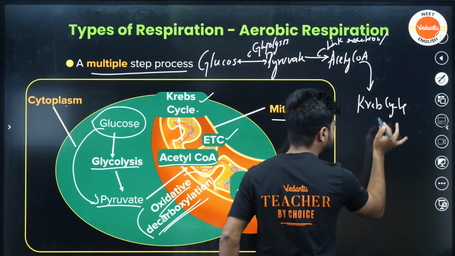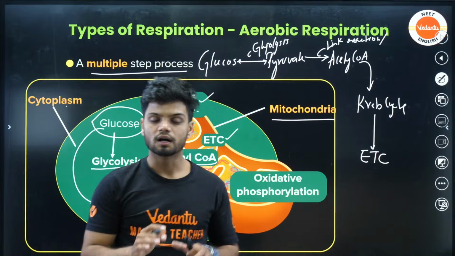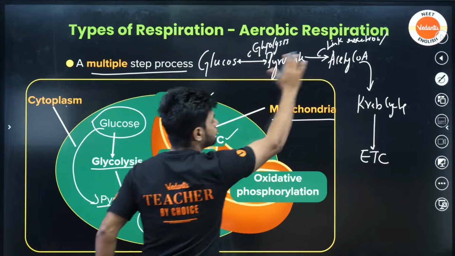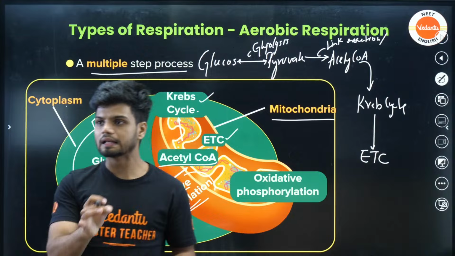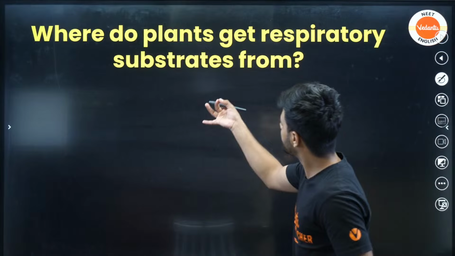After the Krebs cycle, we have the electron transport chain, the last part of the glucose conversion. This is going to be the entire flow for the chapter, and also how the glucose is undergoing different changes inside a cell. Clear? Till now, if this is clear, I will go to the next concept, that is where do plants get the respiratory substrate from?